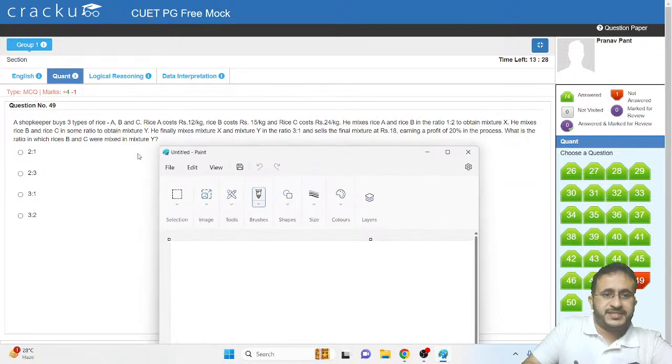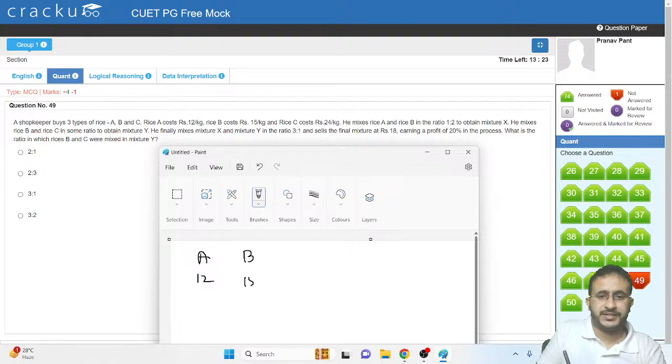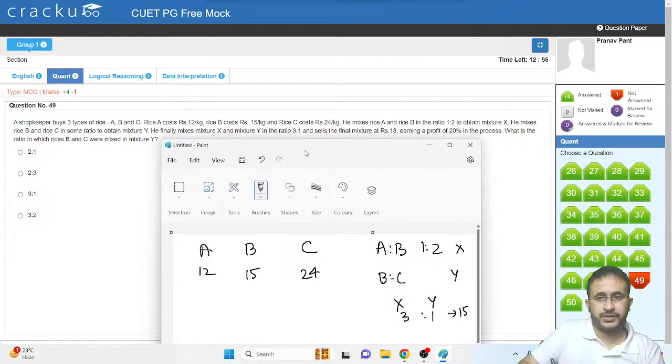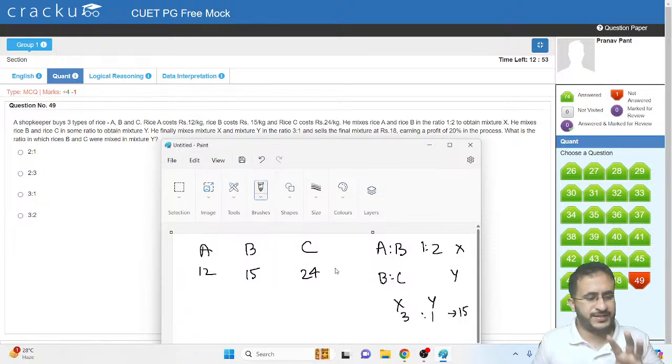So it says A, B, C. A is 12, B is 15, and C is 24. A and B in the ratio 1:2. Let's first write the information. From this, x is made, and from B and C, y is made. x and y go in 3:1 so that there is a profit of 20%. So x and y in 3:1 will cost 15. So we need to find B and C. Now this is a difficult question, because too much information needs to be handled.